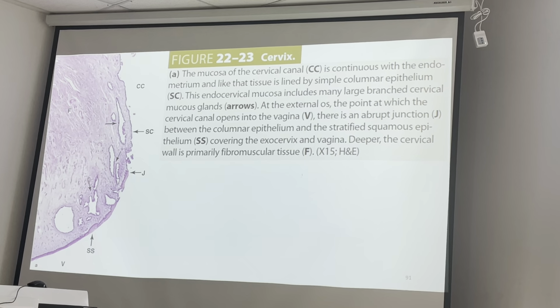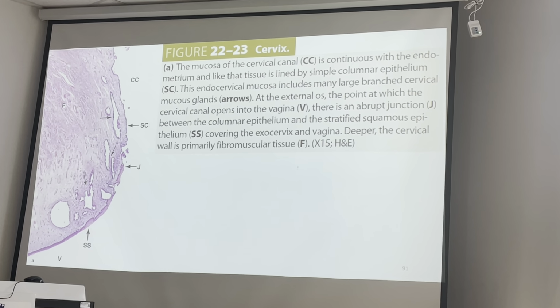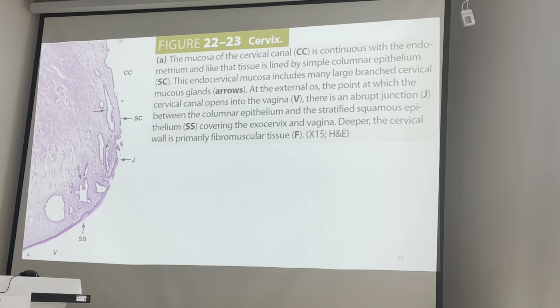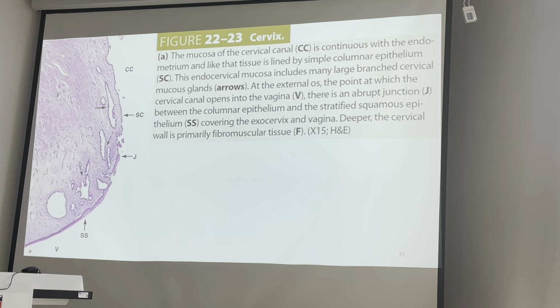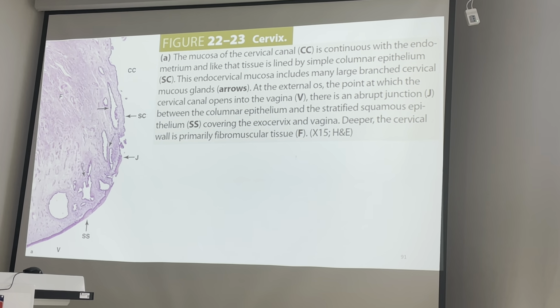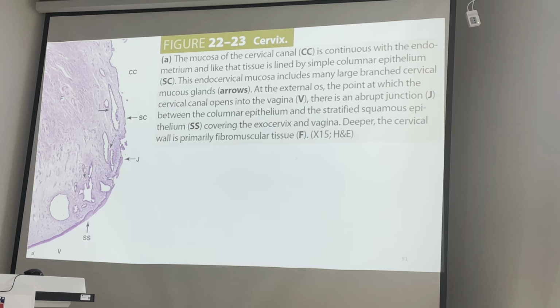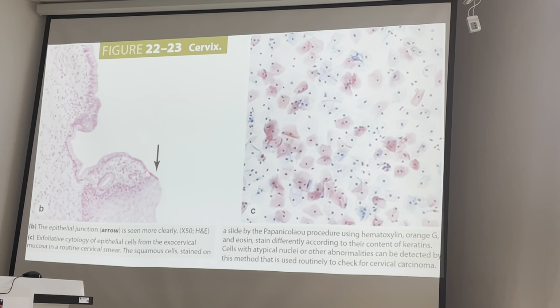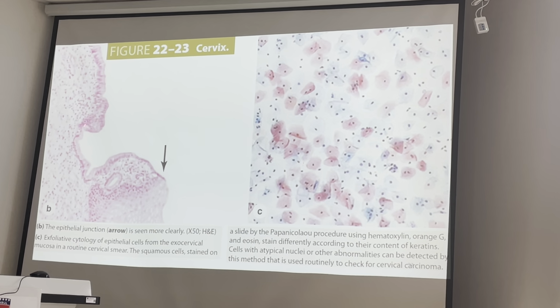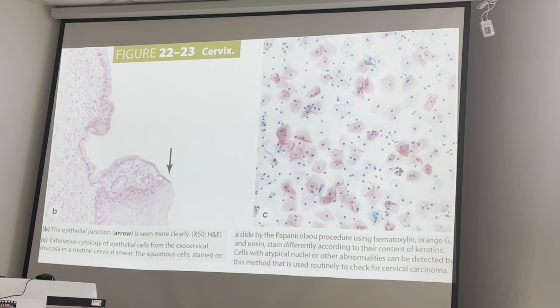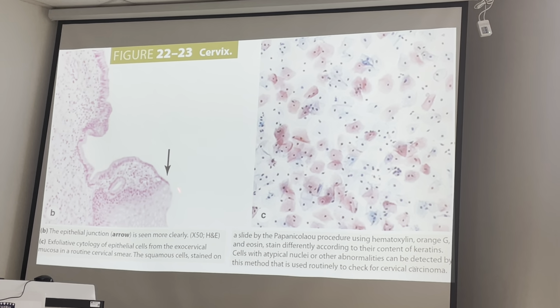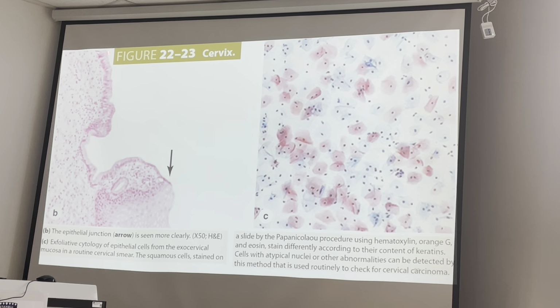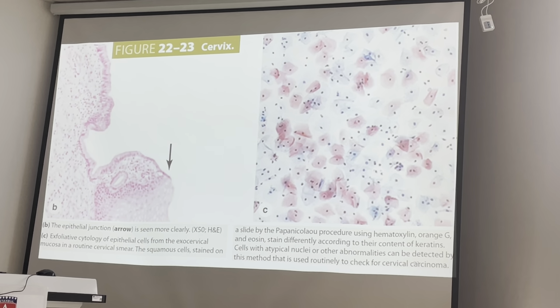Under the epithelium, we have connective tissue, but this connective tissue is a type of irregular dense connective tissue, not loose connective tissue. Here you can see this transformation zone again. In this part we have simple columnar epithelium, but here we have stratified squamous epithelium. This part is our endocervix, this part is our exocervix.